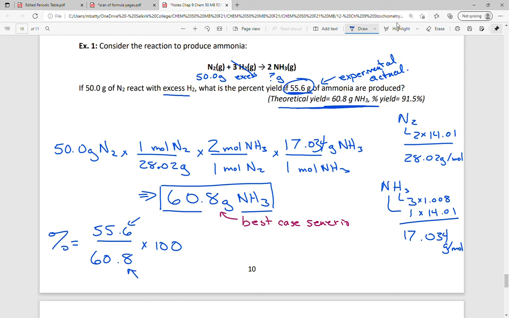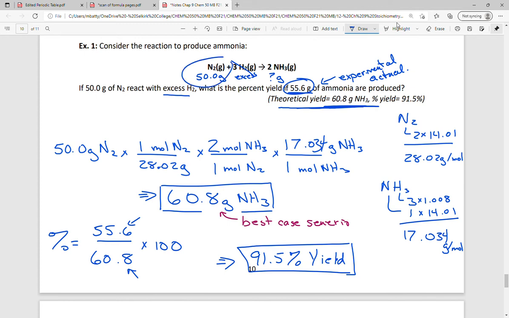On your calculator, you can figure that out. Our percent yield is 91.5% yield. We made 91.5% of the ammonia that we could have possibly made given the starting amount of that nitrogen gas. So let's do the last one here.